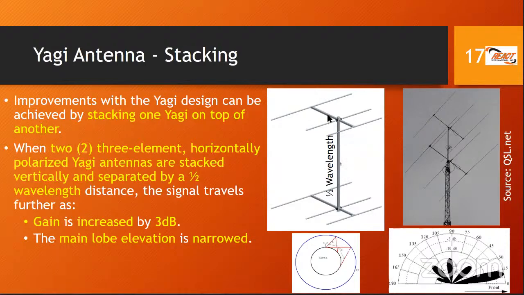So if you stack two of these 3-element Yagis, so 3 elements, element 1, element 2, element 3, you have the driven element, as we call it, we have the reflector, and we have the director. That's a 3-element Yagi or 3-element beam. So we take 2 of those 3-element beams or 3-element Yagis, and we stack them one on top of each other, horizontally polarized antennas, and we stack them vertically, and we separate them by half wavelength. That is what this bullet point is talking about here. And that causes this signal to travel even further when we stack these 2 antennas.